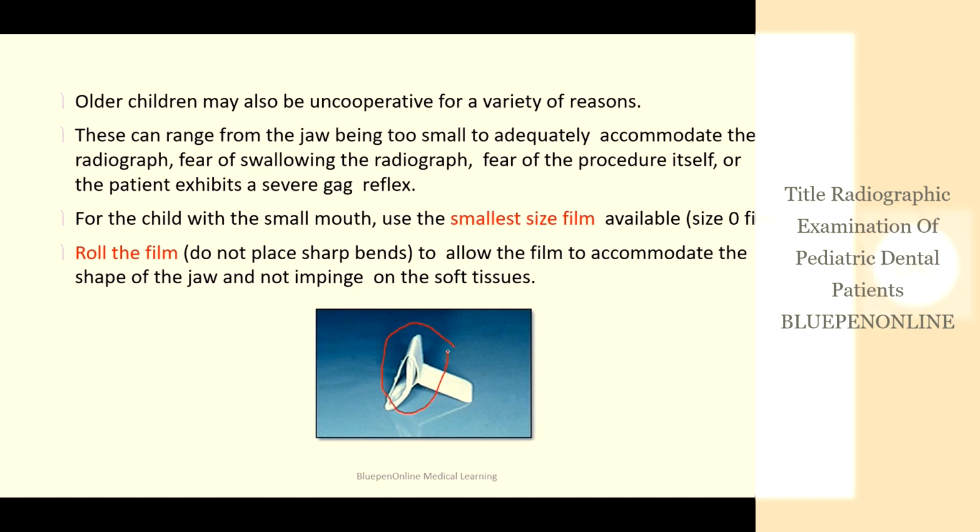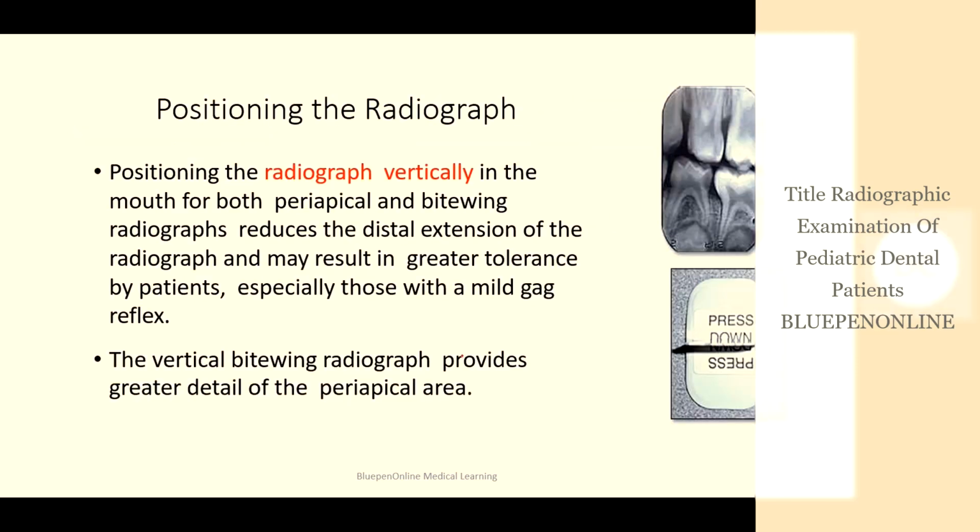So slightly you can bend the film. Now, how to position the radiograph? It can be placed vertically in the mouth for both periapical and bite-wing radiographs. This will reduce the distal extension of the radiograph and result in greater tolerance by patients, especially those with mild gag reflex. The vertical bite-wing radiograph will provide greater detail of the periapical area.